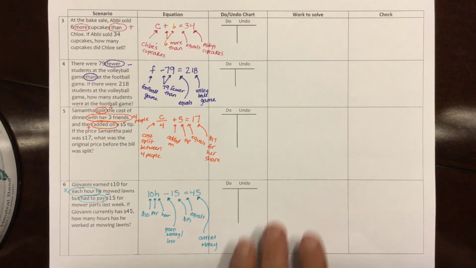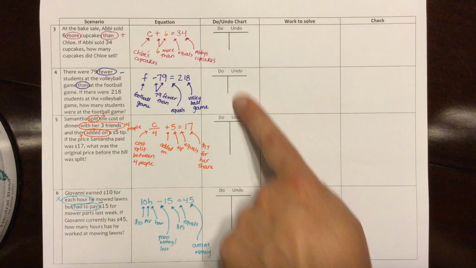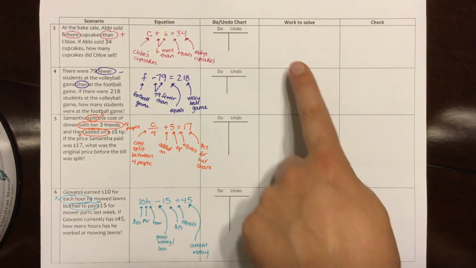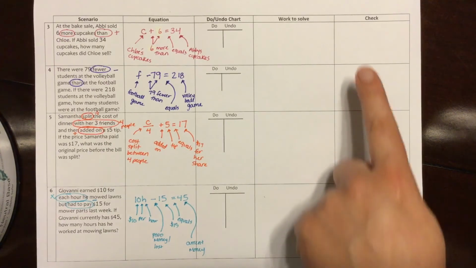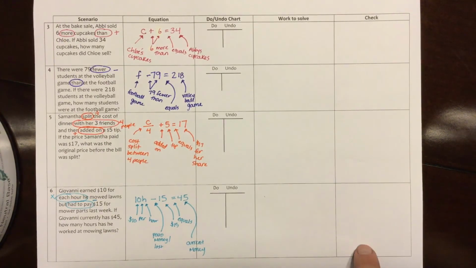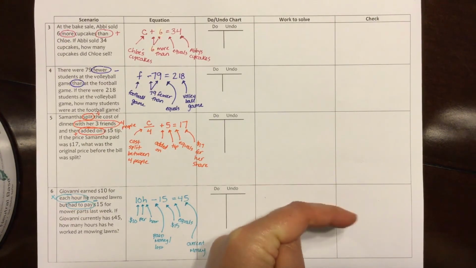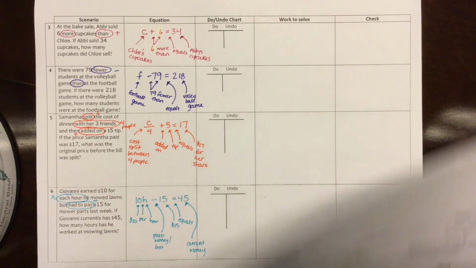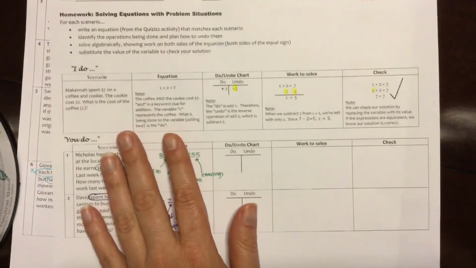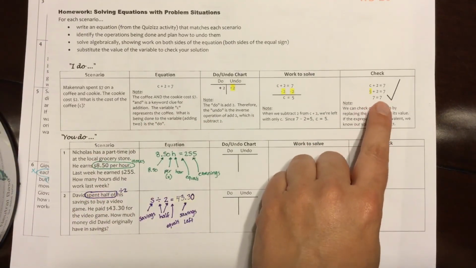You'll get credit again for showing your do and undo work, for correctly showing the algebra notation and solution, and then checking your solution, showing equivalent equations in simplified form until you get one solitary value on the left-hand side and one solitary value on the right side, as is demonstrated on the front right here.